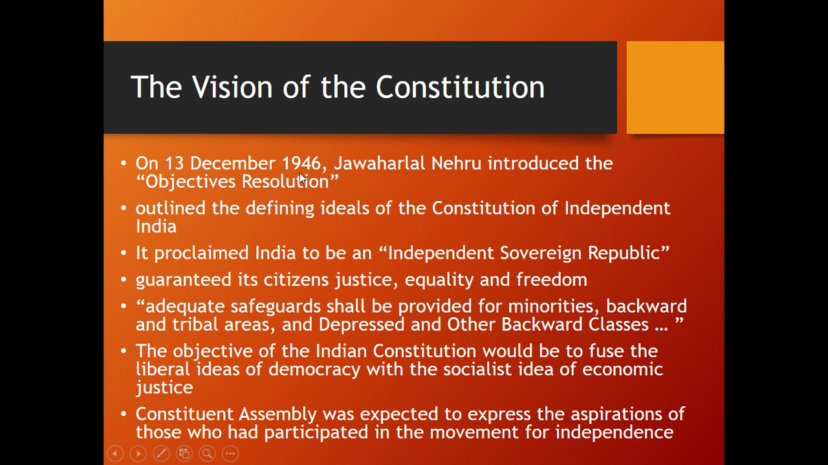The vision of the Constitution as envisioned by the Constitution makers: on 13th December 1946, Pandit Jawaharlal Nehru introduced the Objectives Resolution, which outlined the defining ideals of the Constitution of Independent India. It proclaimed India to be an independent, sovereign republic, guaranteeing its citizens justice, equality, and freedom. "Adequate safeguards shall be provided for minorities, backward and tribal areas, and depressed and other backward classes," was the quote. The objective of the Indian Constitution would be to fuse the liberal ideas of democracy with the socialist idea of economic justice. The Constituent Assembly was expected to express the aspirations of those who had participated in the movement for independence.